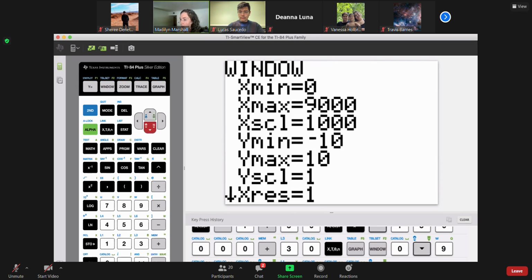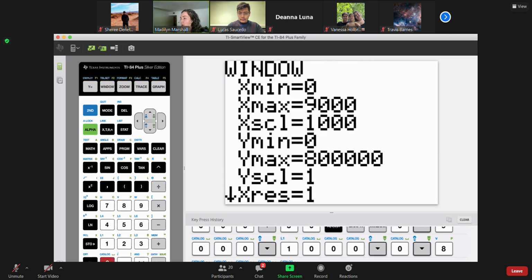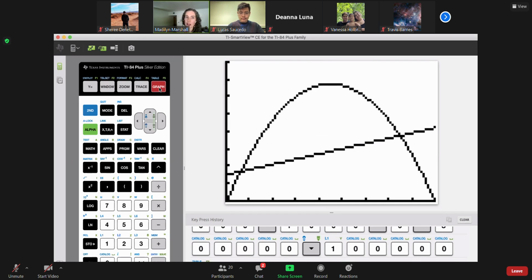Y, neither our cost nor our revenue is going to ever be negative, so I'll just start at 0 for the Y. And we just saw on Desmos that Y was going up to about 800,000. If we don't know exactly, we might just have to do a little bit of guessing and checking, or try to plug in some numbers into our revenue function so that we can see how big it's getting. And I'm going to put 100,000. So once we have that and we graph it, we can see our graph.